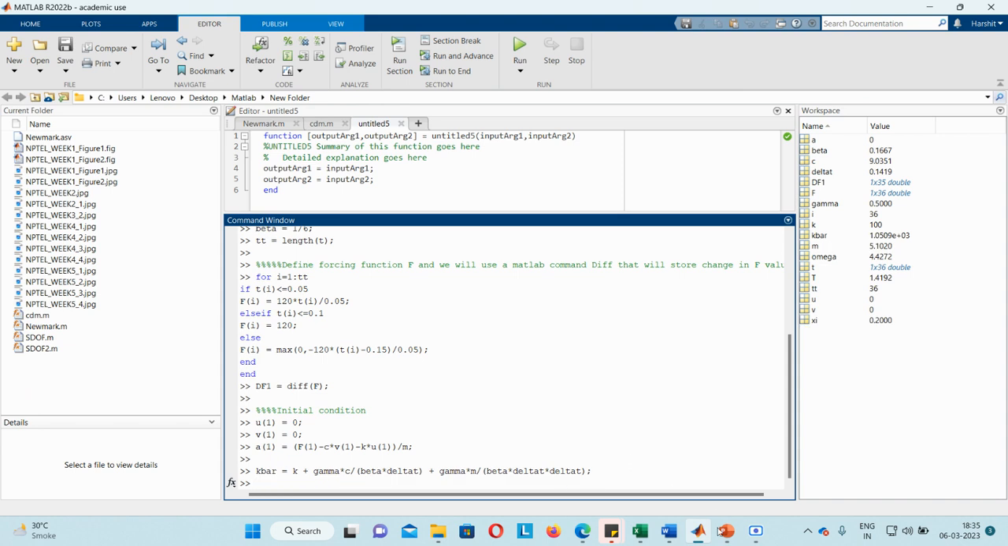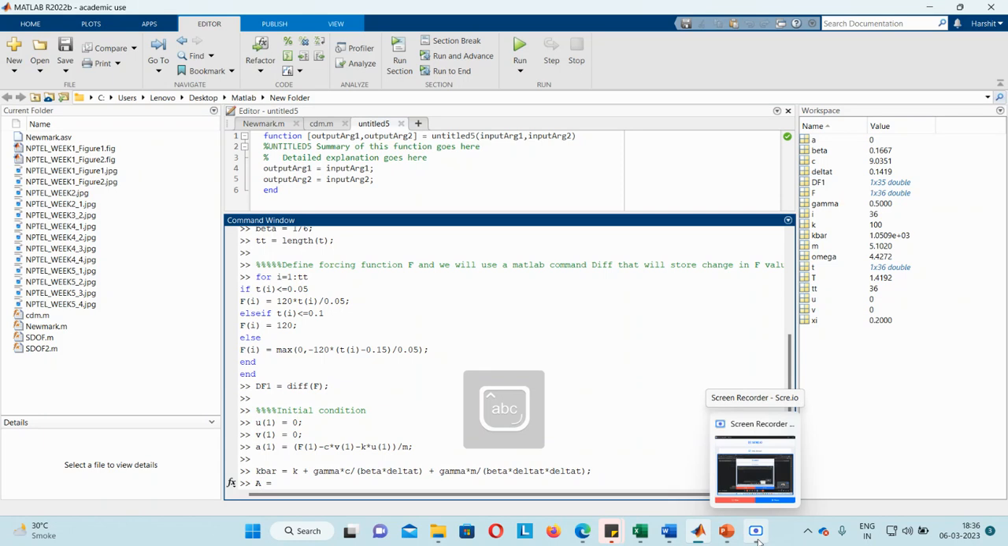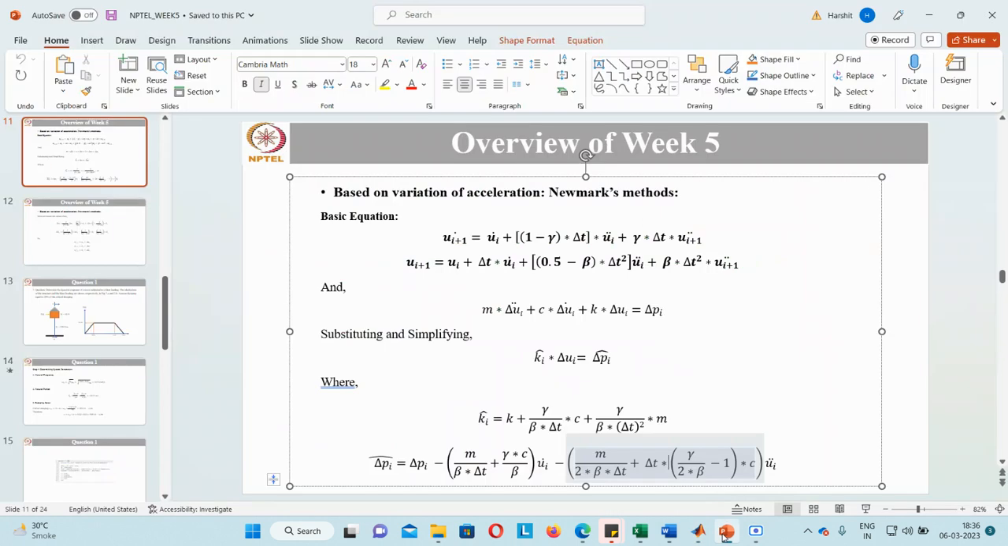Now we need to define these constant values also. So this is the first constant value and this is the second constant value. Okay, so let's name this as a and this as b. So a is equal to m upon beta delta t plus gamma into c upon beta.